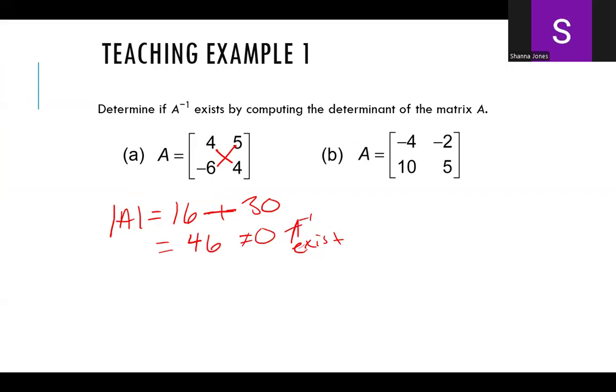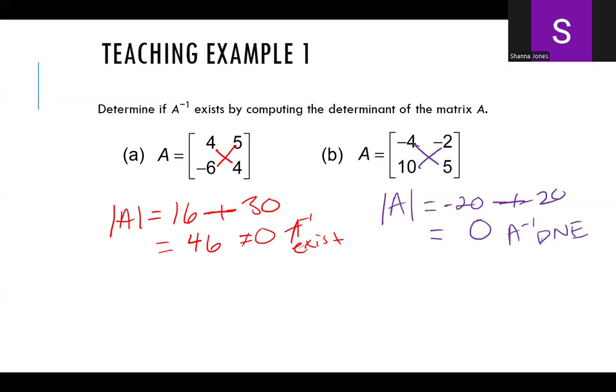All right. So let's try another one. So over here, I'm looking for the determinant of matrix A. Again, you cross multiply. Negative 4 times 5 is negative 20, minus the other cross, negative 20. A negative times a negative makes a positive. So I now have negative 20 plus 20, which equals 0. Because it's 0, that means the inverse does not exist. Does not exist. Ta-da.